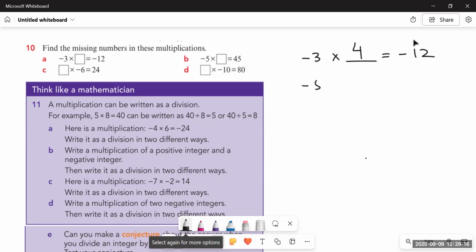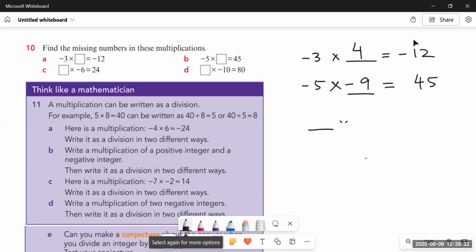Similarly, minus 5 times what is 45? Now we have a positive answer, although here we had minus 5. So we will put minus over here because two negatives will give us a positive answer. So 5 times 9 equals 45.